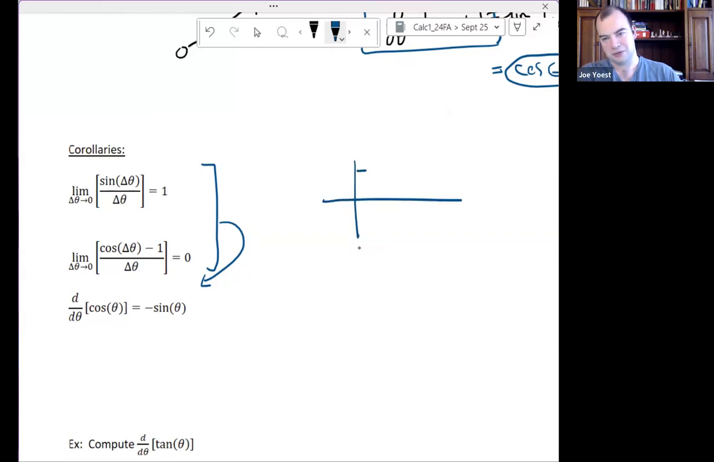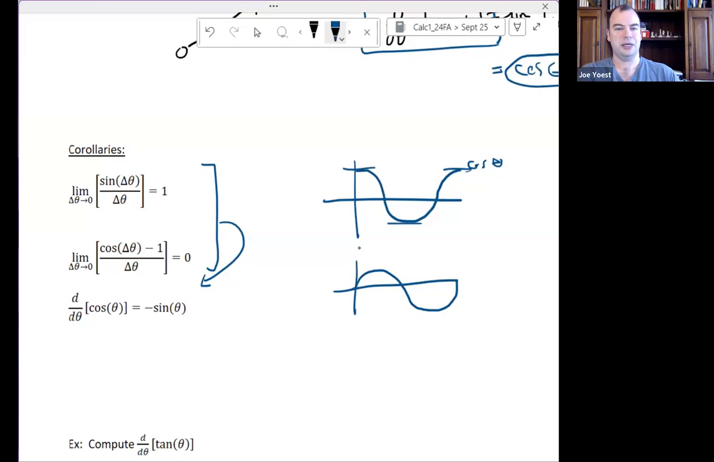And that does make sense, right? If we look at cosine theta and we look at sine theta, I see, of course, the horizontal tangents of cos match with the zeros of sine. But I see that sine is positive from 0 to pi, where the tangents of cosine are negative, and sine is negative where the tangents of cosine are positive. So we do graphically see this sign difference here as well.